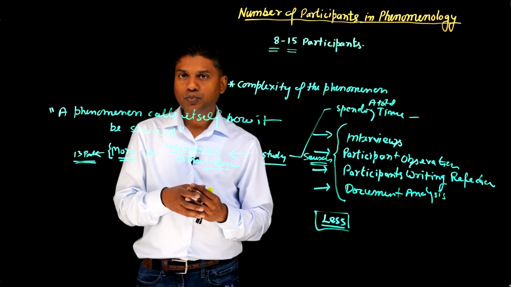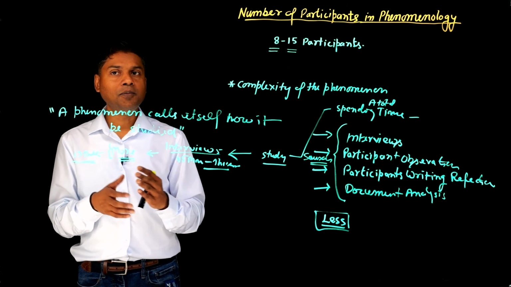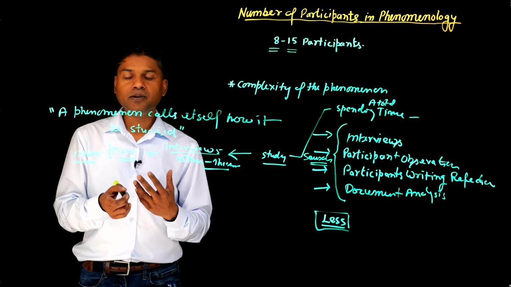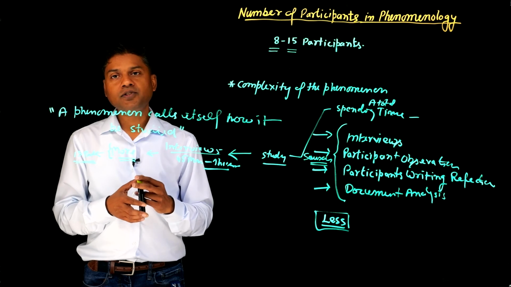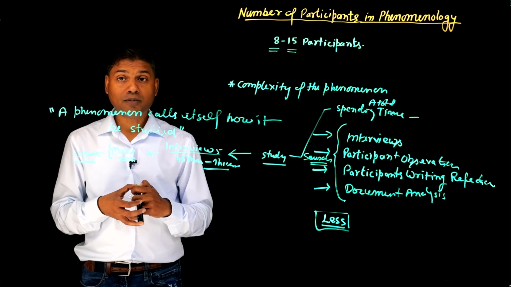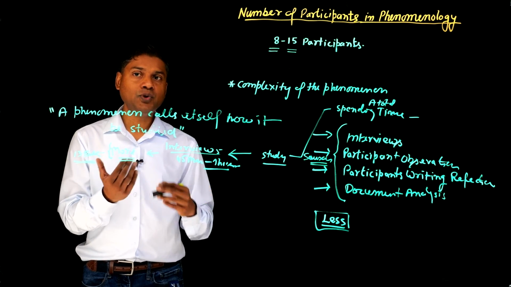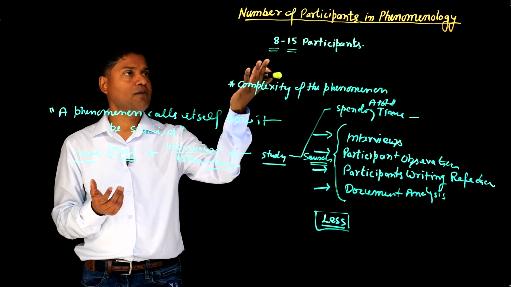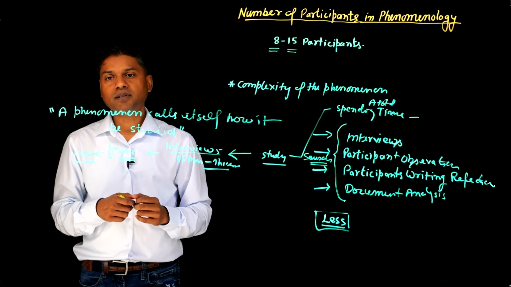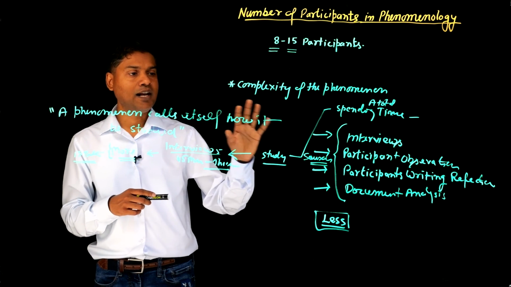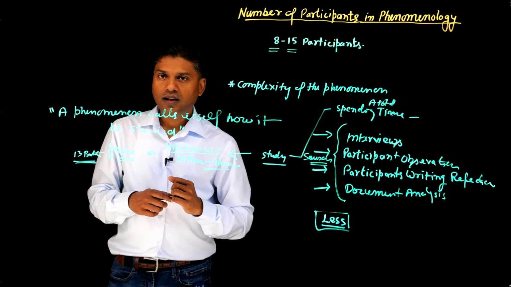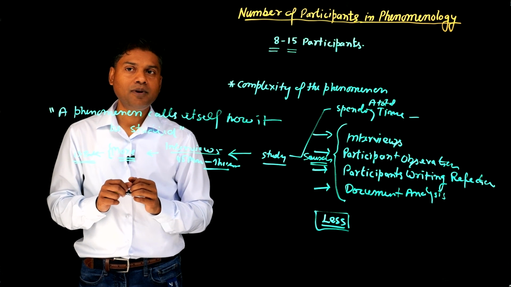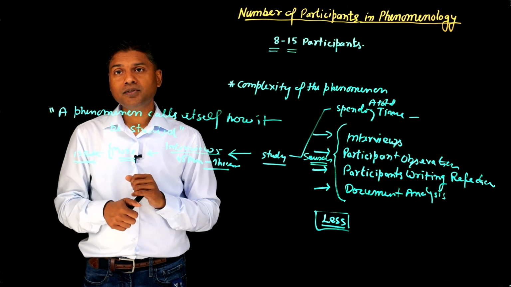So trust the process, and you yourself will feel that you are reaching a point of saturation, and that this number of participants is good for your study. As you engage in the process, you will come to know the point of saturation. But in general, the participants vary from 8 to 15, 16 participants in phenomenology. I hope this discussion has answered the question of how many participants are good in a phenomenological study. Thank you very much, and I'll see you again.